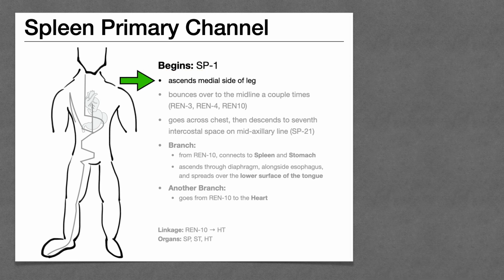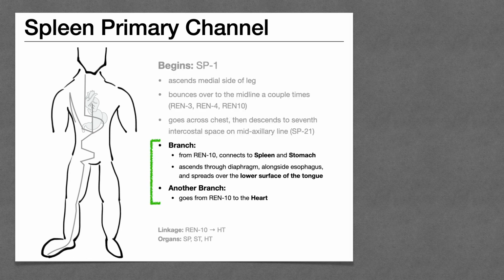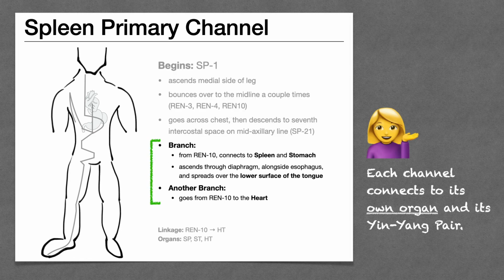The channel ascends the medial side of the leg up to the inguinal area. Then it zigzags a couple times to meet with the Ren channel on the midline. Then it goes up to the chest to right below lung 1 and comes back down to the 7th intercostal space. But what we really want to pay attention to are these internal pathways. Remember, each channel connects to its own organ and its yin-yang pair, so of course we have an internal pathway that connects to the spleen and the stomach. This branch then goes up and spreads over the lower surface of the tongue.